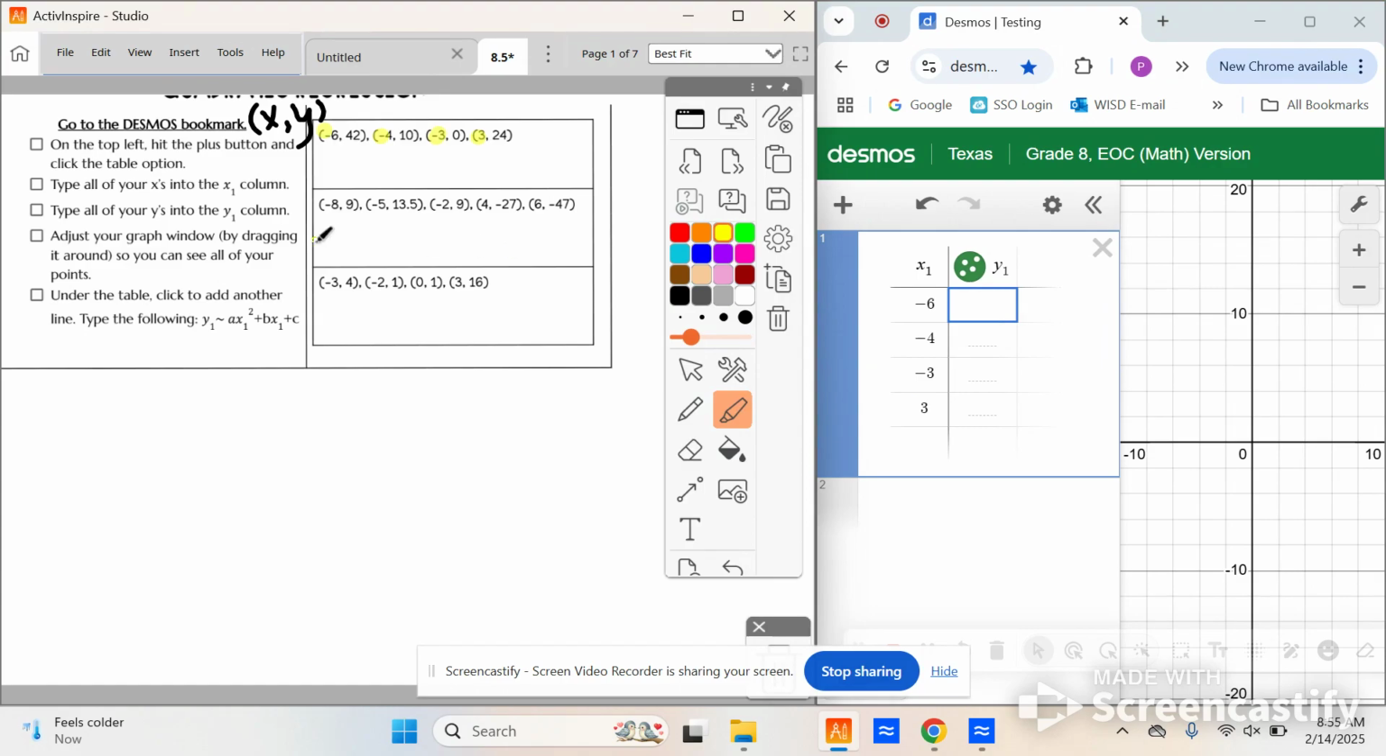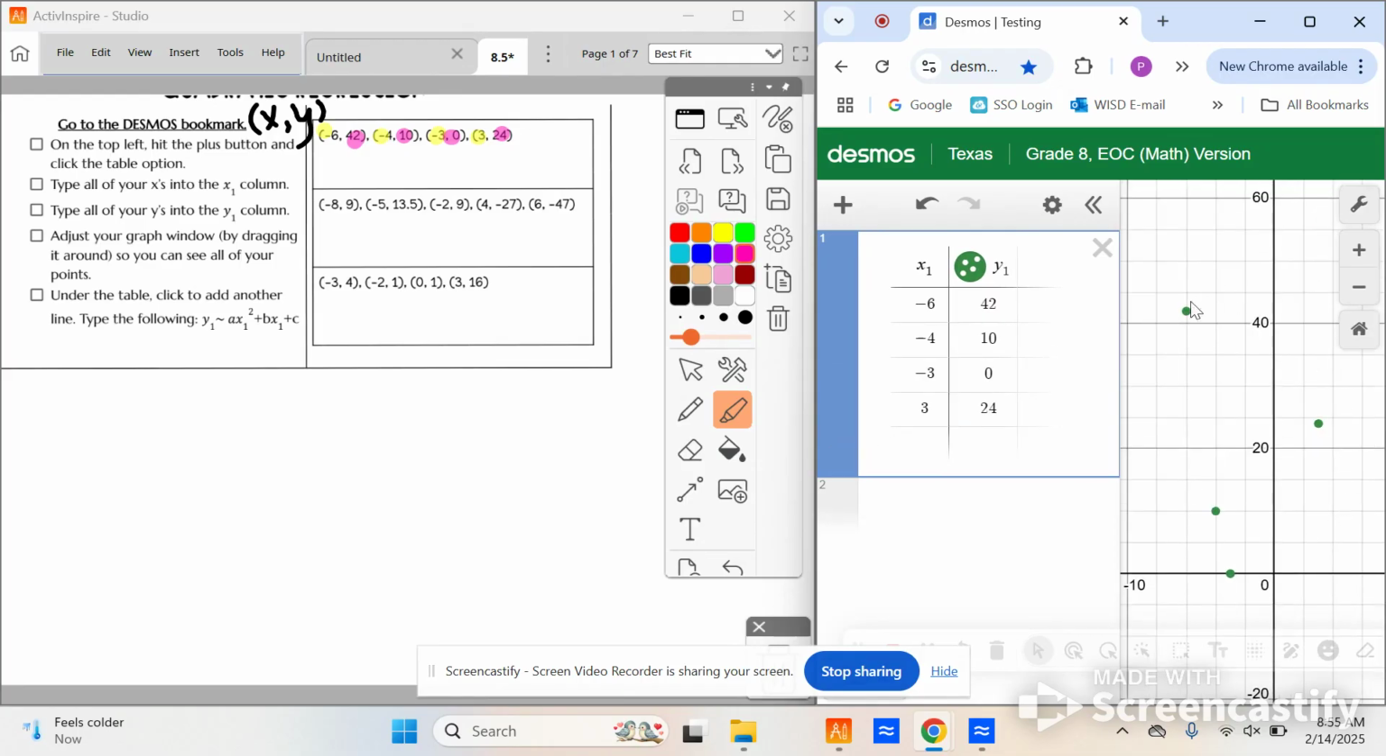And then enter your Y values in the Y1 column. So this is your second part of your ordered pair. So I have 42, 10, 0, and 24. Now, Desmos has a really cool trick to it. If you click the little magnifying glass next to the table called Zoom Fit, it makes all of your points appear. Now, we're going to adjust our graph window. You could either drag around or click the little Zoom Fit button.